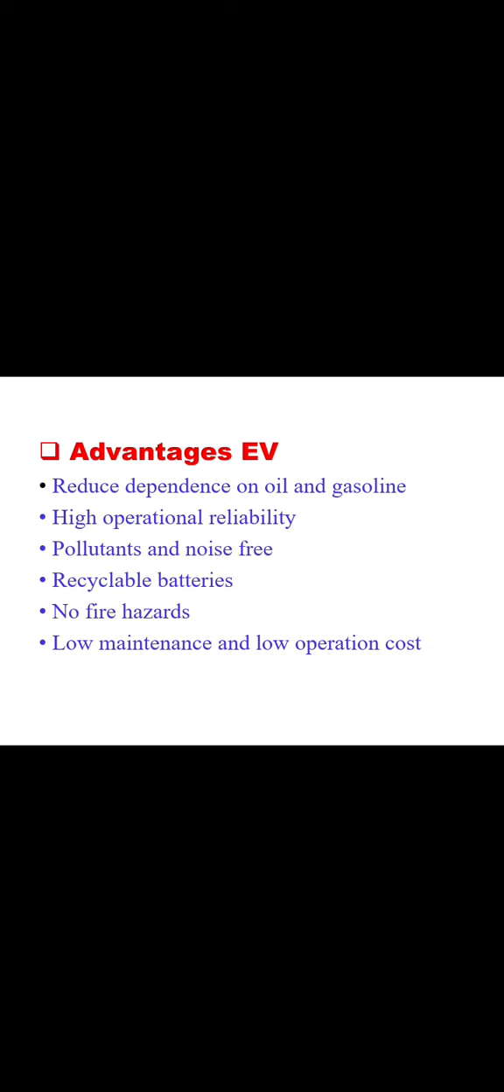Low maintenance and low operation cost, because in the case of an IC engine, more components are required: piston, connecting rod, crank. These are the various components required for internal combustion engines. These components are not required for electric vehicles. That's why there is low maintenance as well as low operation cost of electric vehicles.